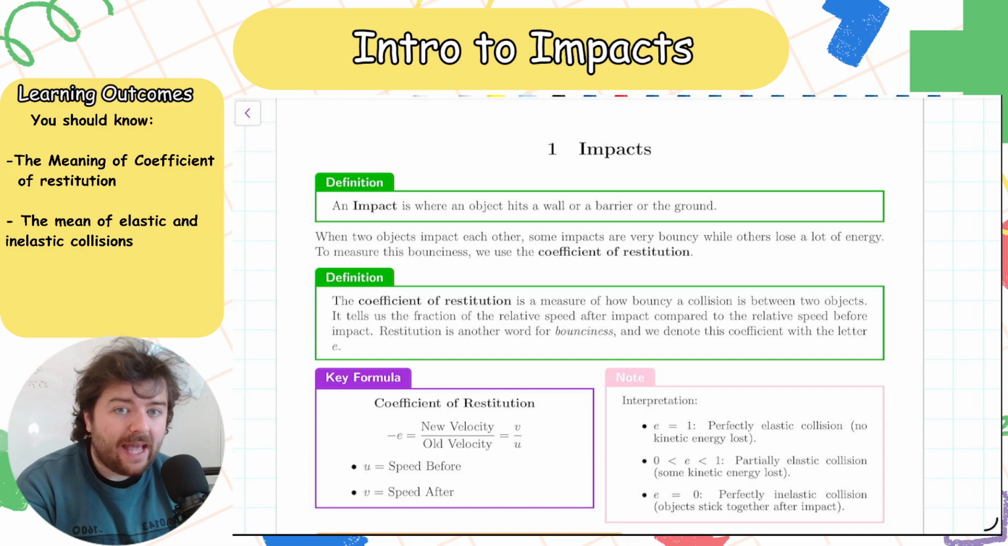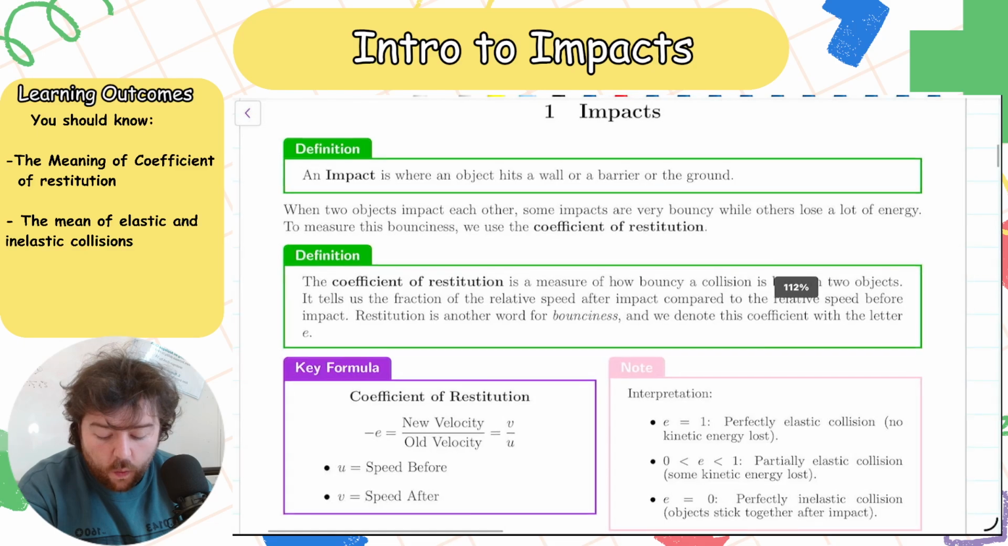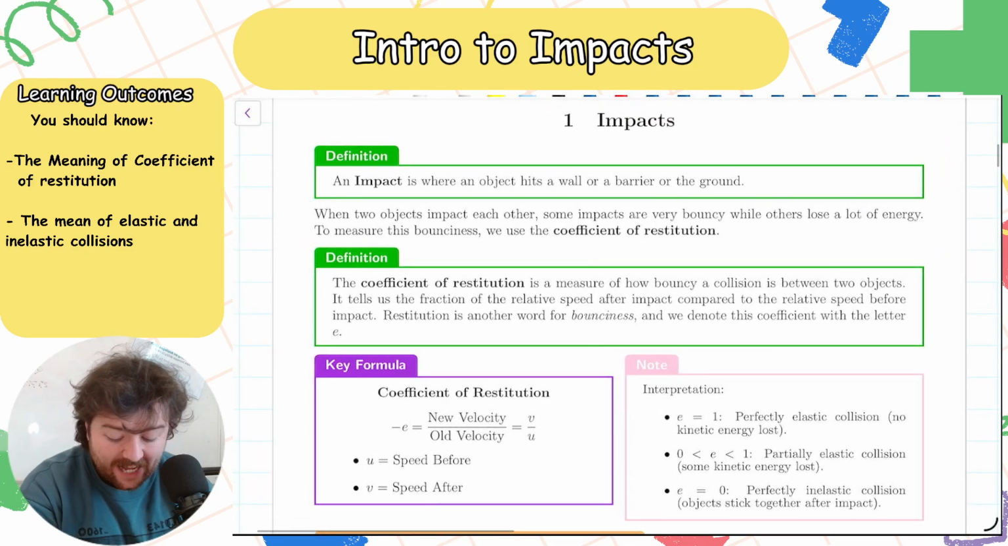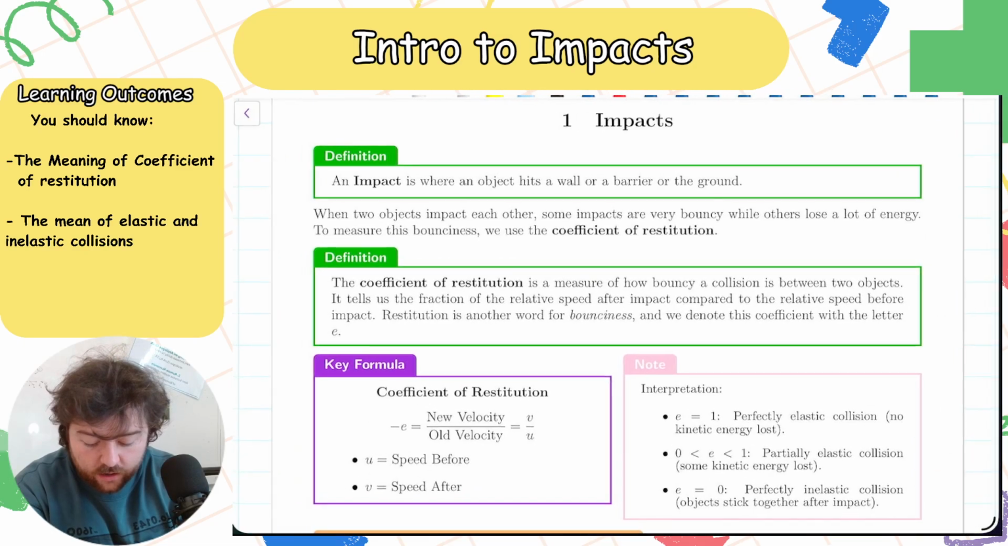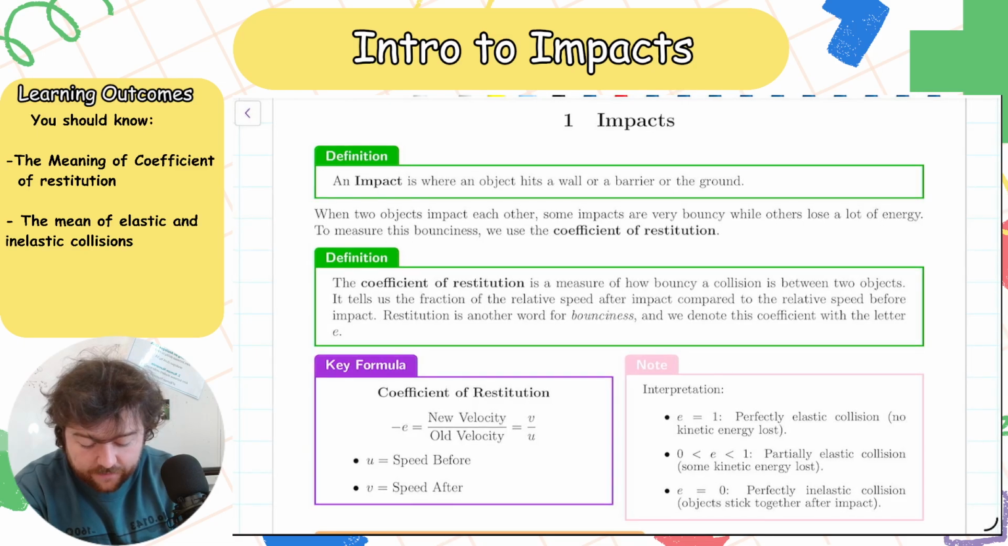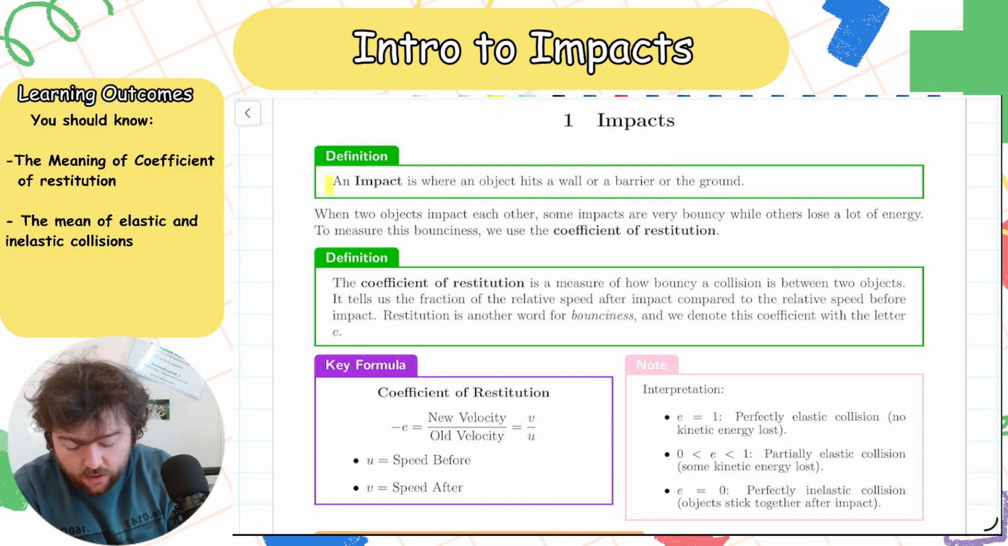Hello everybody. Okay, so in this video, we are learning about impacts and collisions. So we're just looking at an intro to impact. So what is an impact? An impact is where an object hits a wall or barrier or the ground, right? That is all that an impact is. So what does that mean?